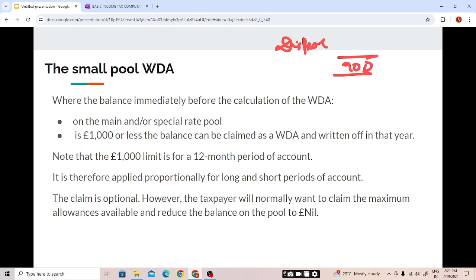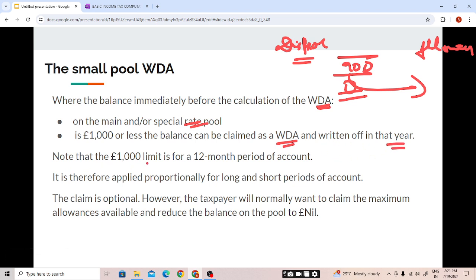But students, we have a special case, that is if the balance before calculation of WDA is 1,000 or less, the whole amount we can take to the allowance column. So this will be 0. Then we need not calculate the WDA. Where the balance immediately before the calculation of WDA on the main or special rate pool is 1,000 or less, the balance can be claimed as WDA and written off in that year.